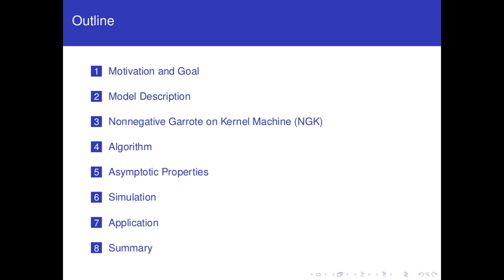This talk is going to follow this outline. I'm going to briefly talk about the motivation and the goal of our research. Then I'll talk about the model description for our motivation. Then I will talk about a new method called the non-negative garrote kernel machine approach. Then I will briefly talk about our algorithm and asymptotic properties. Then I will share our simulation results and application, and then make a final summary.